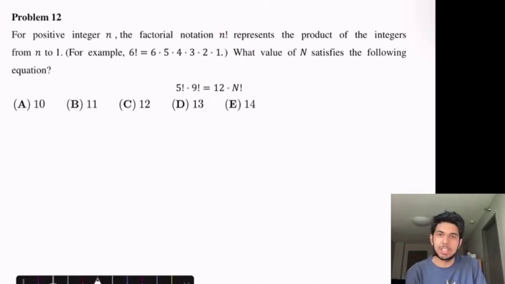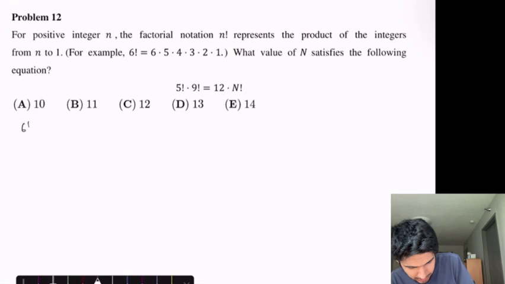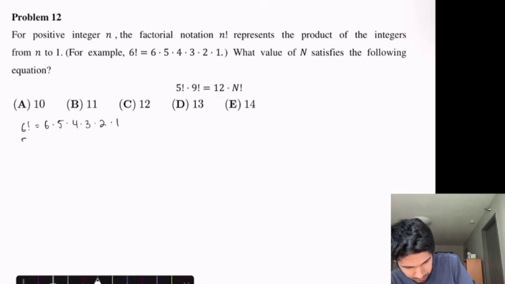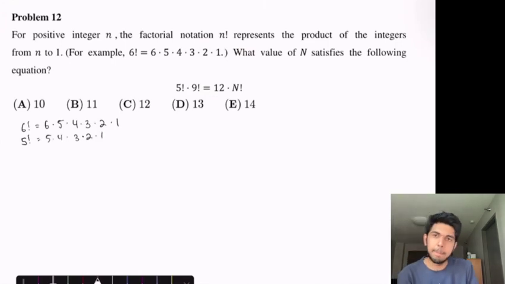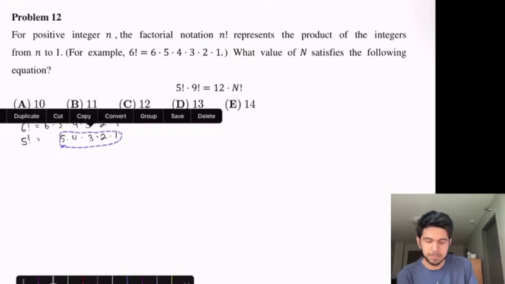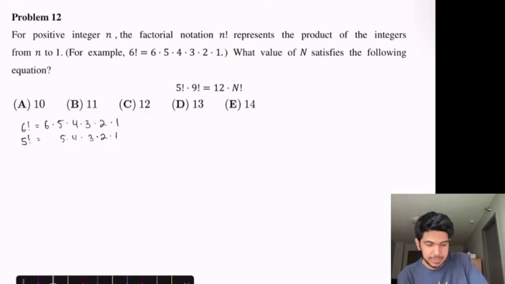Notice how factorials are defined. We're given 6 factorial, for example. So 6 factorial we're given is 6 times 5 times 4 times 3 times 2 times 1. Let's write out a different factorial, maybe 5 factorial. So that would be 5 times 4 times 3 times 2 times 1. Do we notice anything immediate? Maybe not. If not, that's okay. What happens if I take what I just wrote and shift it over? Now hopefully you're seeing something.